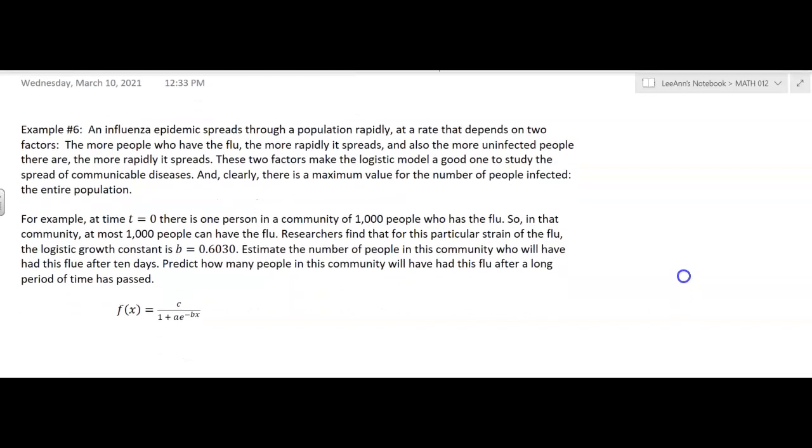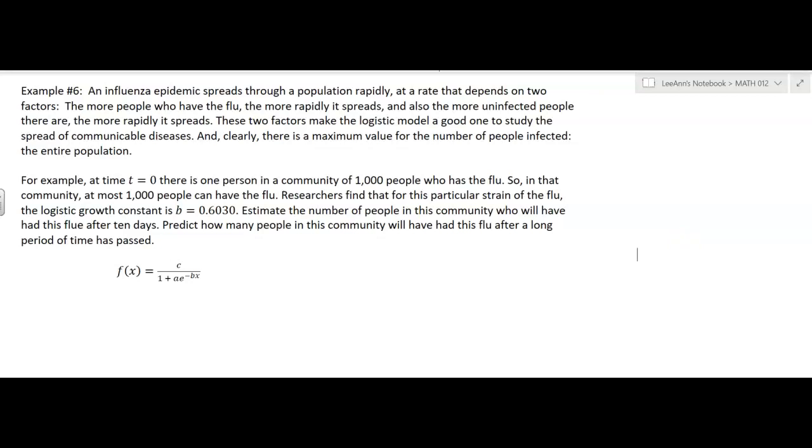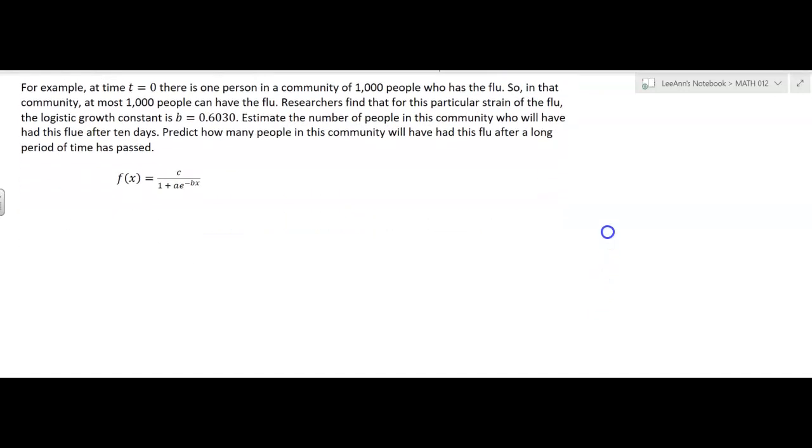These two factors make the logistic model a good one to study the spread of communicable diseases, and clearly there is a maximum value for the number of people infected, the entire population. So if you have a community that has 30,000 people, the most number of people that can get the flu is 30,000. Okay, so now we have an example.